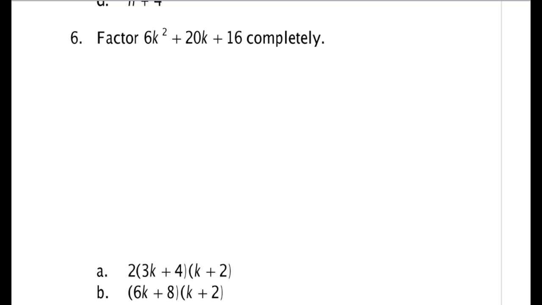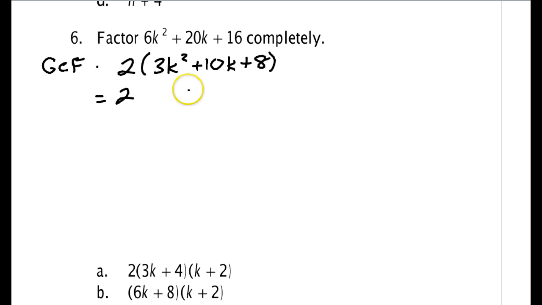Factor completely all the way. So again, first step, GCF. Got to do that every single time. So what number goes into all of them? I see a 2. Is there a variable in all of them? No, there's no k in the last one, so just the 2. See what's left over. My mission is to try to factor this, if it does, and my answer will look like this. Gotta leave the GCF in front, so I'll leave it there.